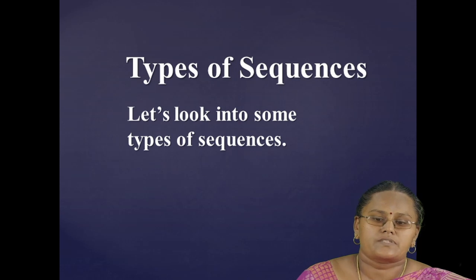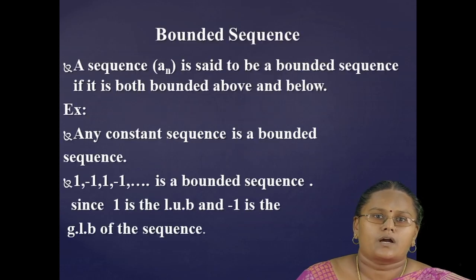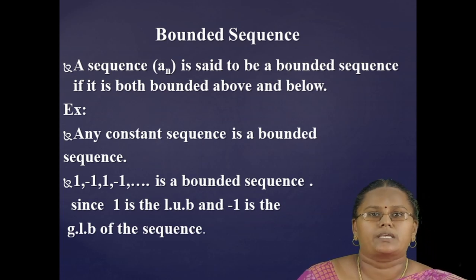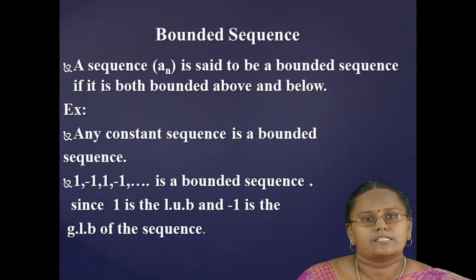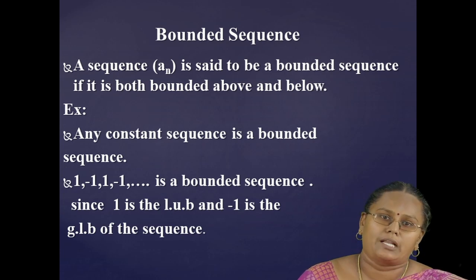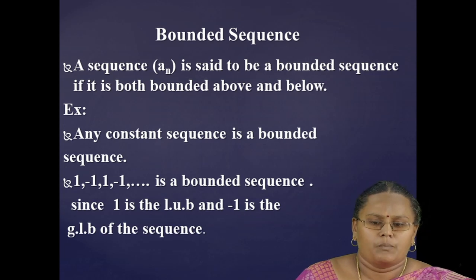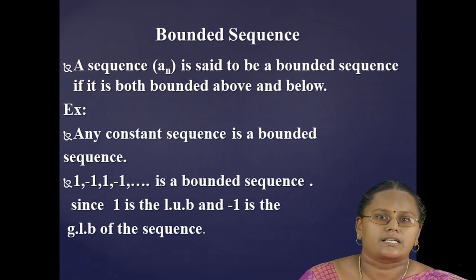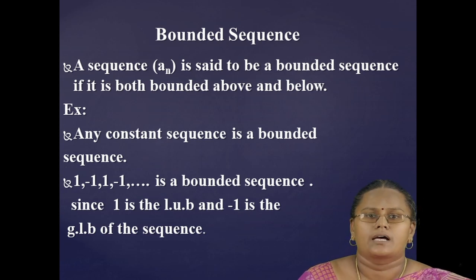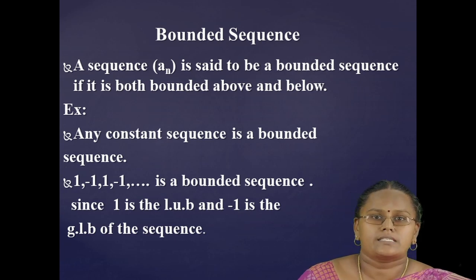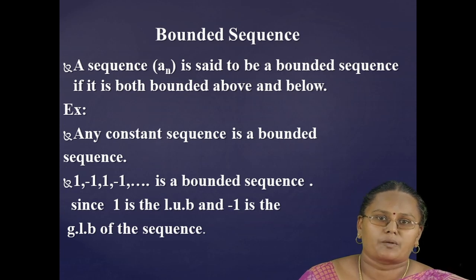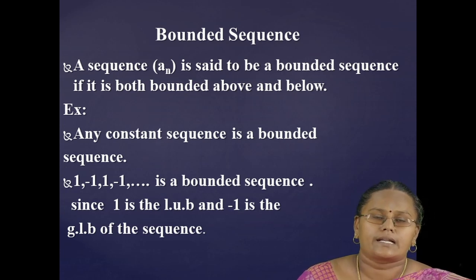Next, types of sequences. Let's look into some types of sequences. First, what is a bounded sequence? A sequence a_n is said to be a bounded sequence if it is both bounded above and below. For example, any constant sequence is a bounded sequence. Next, consider the sequence 1, minus 1, 1, minus 1, etc. It is a bounded sequence, since here 1 is the least upper bound and minus 1 is the greatest lower bound of the sequence.